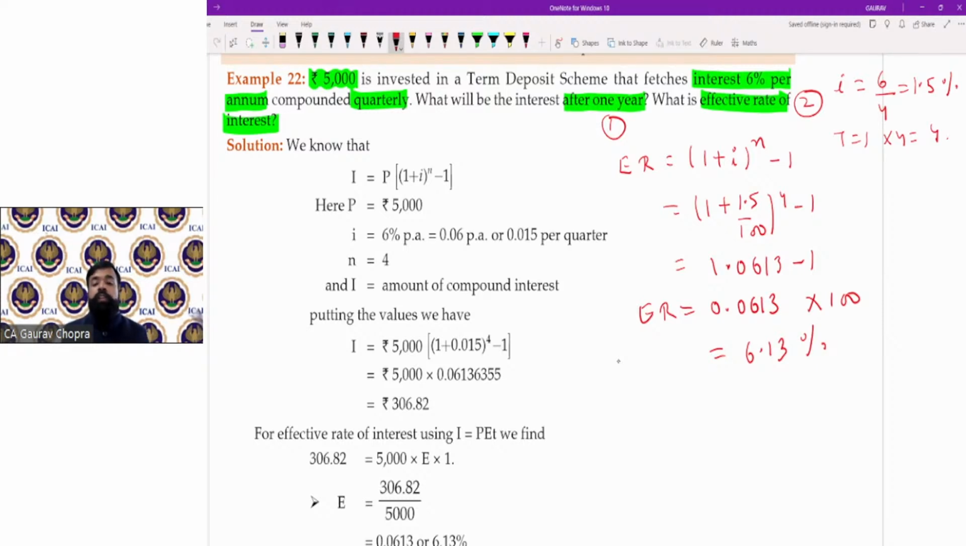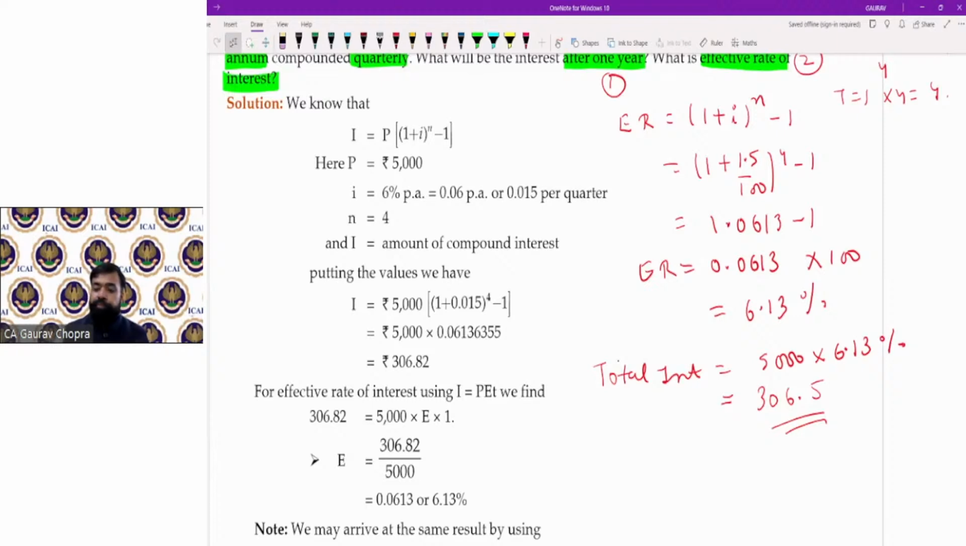So this is effective rate of interest. Now, if you require the total interest earned, there is a shortcut. For the calculation of total interest, type 5,000 multiply by 6.13%. Answer will be on your screen. Just try this. 5,000 multiply by 6.13%. You are getting 306.5. This is your total interest. So in this way, you can easily calculate your total interest earned.